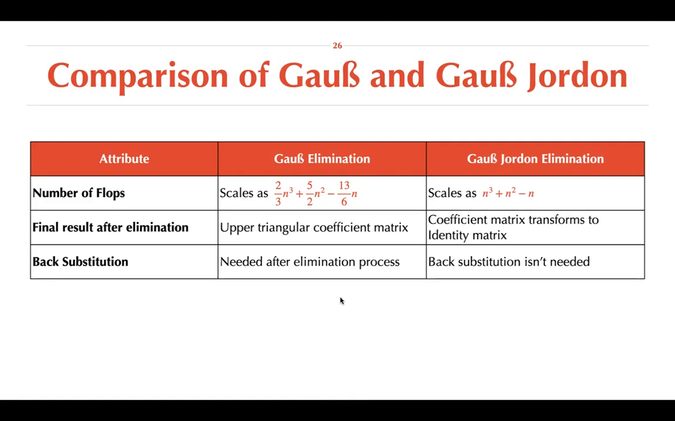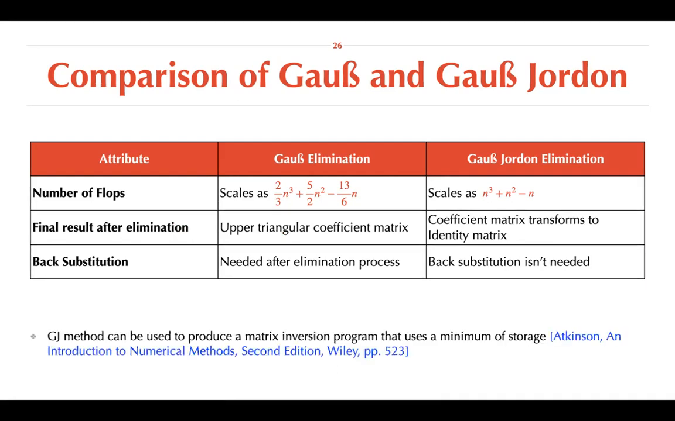So you may say, maybe Gauss-Jordan elimination is a wasteful process and is not used anywhere, but that's not the case. This method can be used to produce a matrix inversion program, for some reasons. I'm not so sure, but if you're interested, you can read this book. I'm also giving the page number. If you're interested in how it is done, it's given on page number 523.